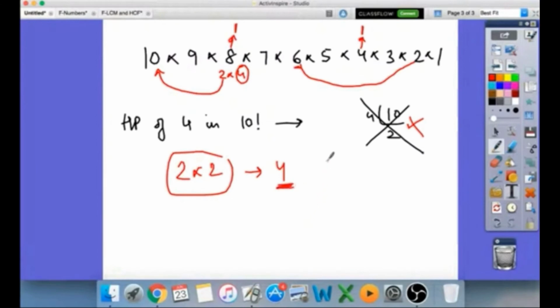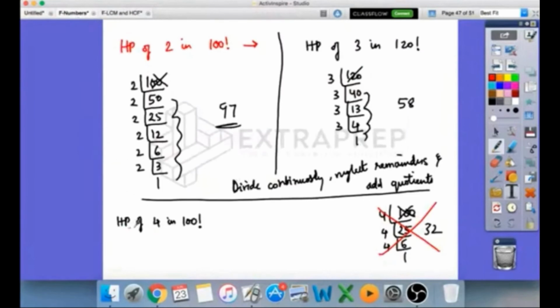For prime numbers, you can directly divide. But for composite numbers, you'll have to look for it. So when I ask you to find the highest power of 4 in 100 factorial, you know that 4 is equal to 2 into 2. You combine 2 2's, you get a 4. So then you'll have to find the highest power of 2 in 100 factorial. And then you'll have to divide it by 2. Why should we divide by 2?